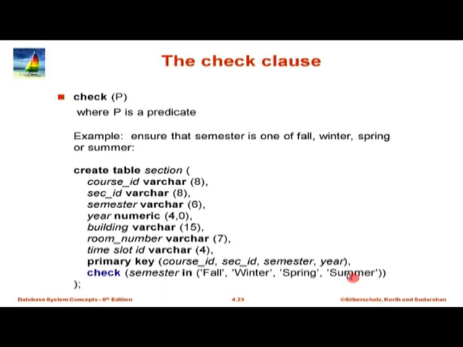And if it is not one of these, an integrity constraint violation will be raised and your insert or update statement will be rejected, rolled back. So why is this useful? Well, in this case the motivation is obvious. What is less obvious is why did we use check instead of using the alternative of a foreign key? So for this case we could have had a semester master which lists the possible semesters, fall, winter, spring and summer are the four tuples in a semester master table. And here we could have said create table section and semester varchar 6 foreign key referencing semester master.